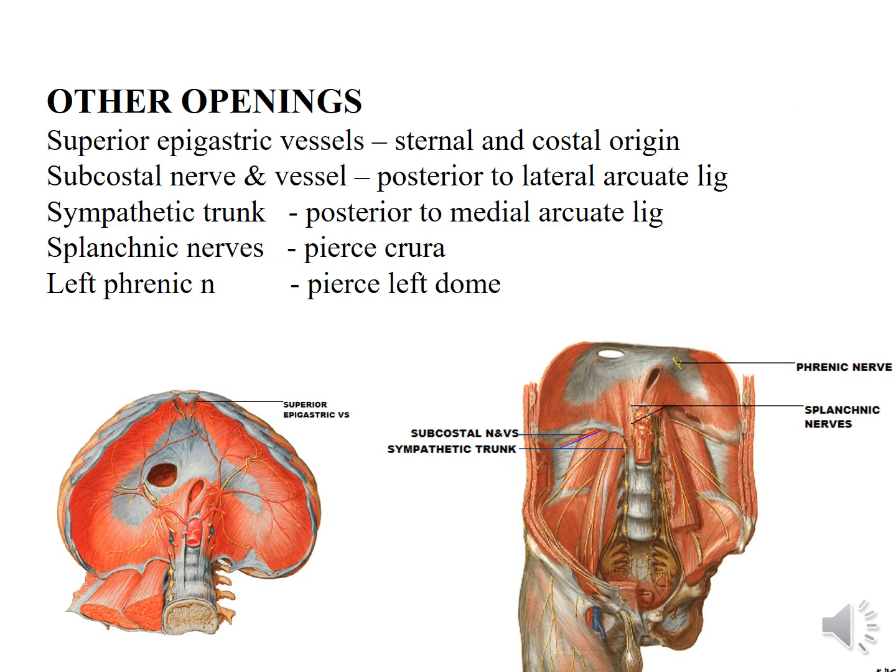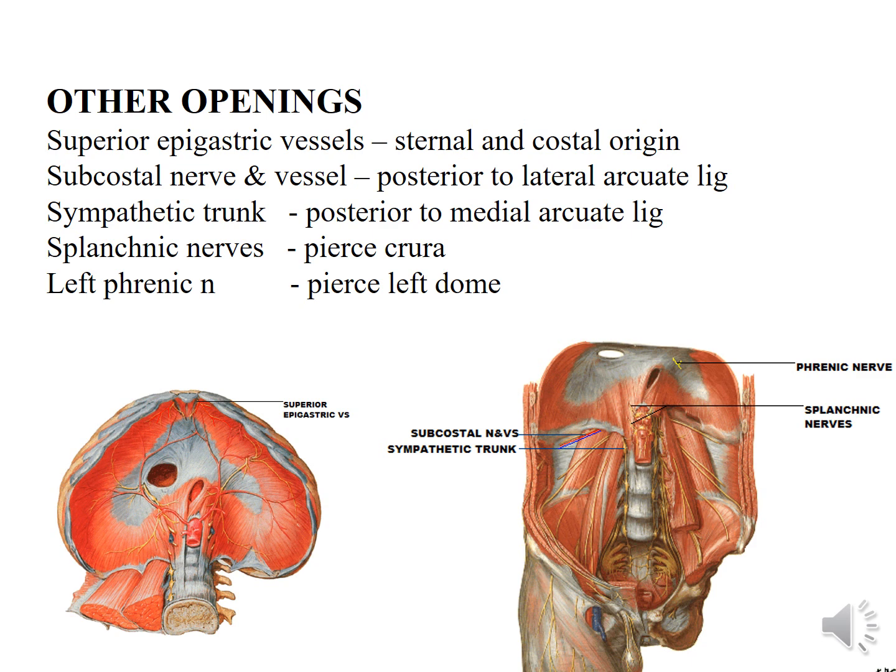An important mnemonic to remember these major openings of diaphragm is VOA, Voice of America. V stands for vena cava opening, O stands for esophageal opening, and A stands for aortic opening. They lie at the level of 8th, 10th, and 12th thoracic vertebra. Right? So, Voice of America is to be remembered to remember the major openings in diaphragm.